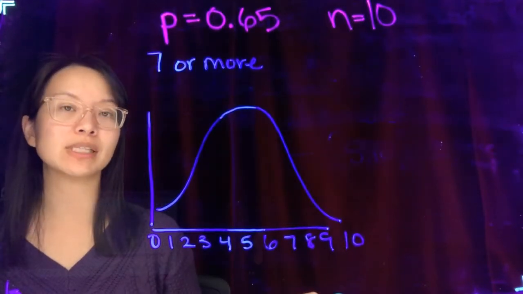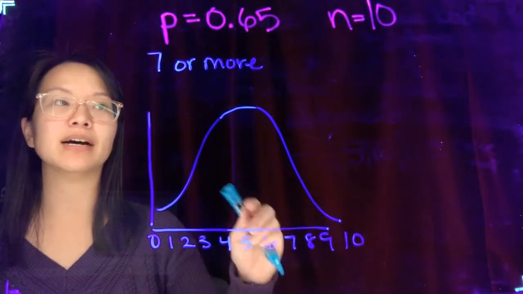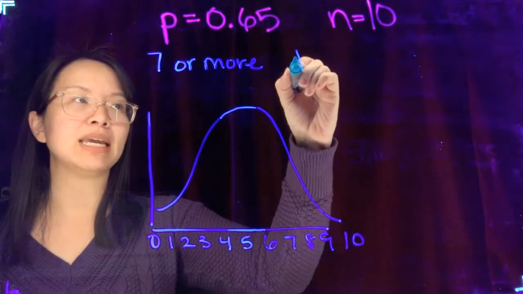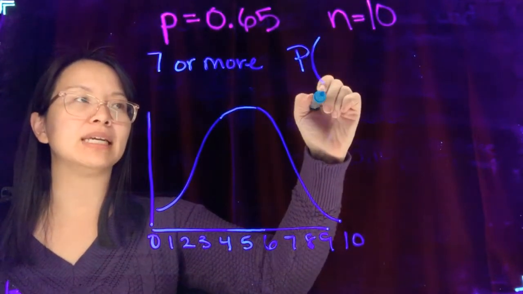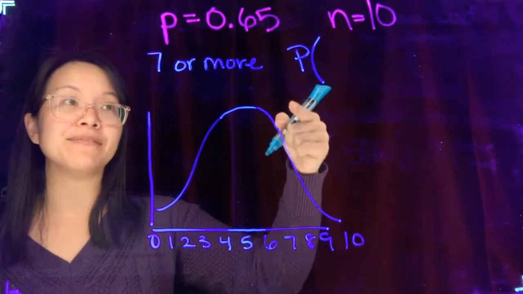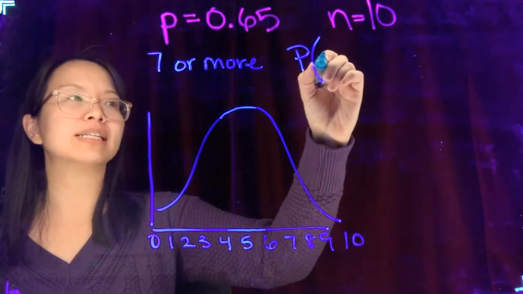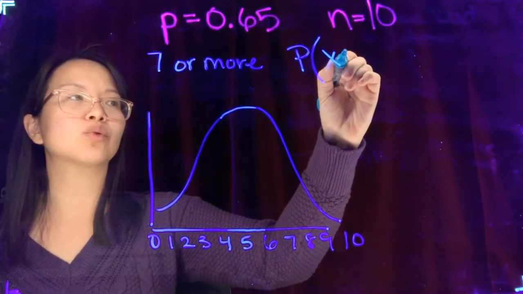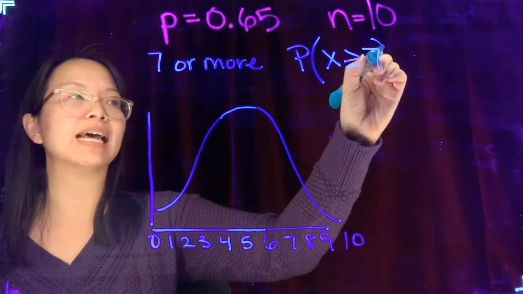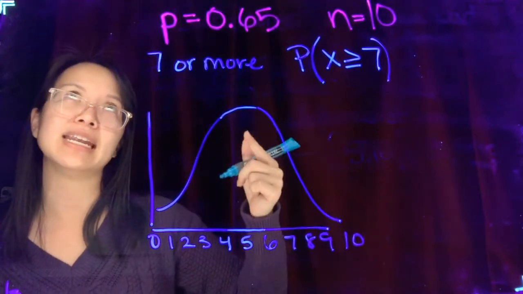So let's do a different scenario. Let's say we're interested in finding the probability of 7 or more. It's helpful to write out what this means. We're interested in the probability, so 7 or more. So I am interested in the 7th value, 8, 9, and 10. I'll write x is greater than or equal to 7, because it includes 7, right? 7 or more, meaning I would count 7, 8, 9, 10.